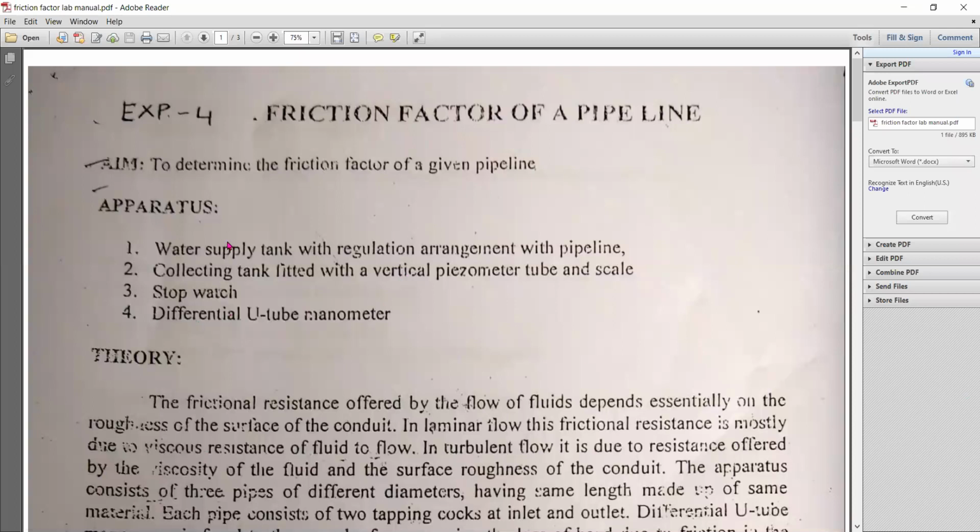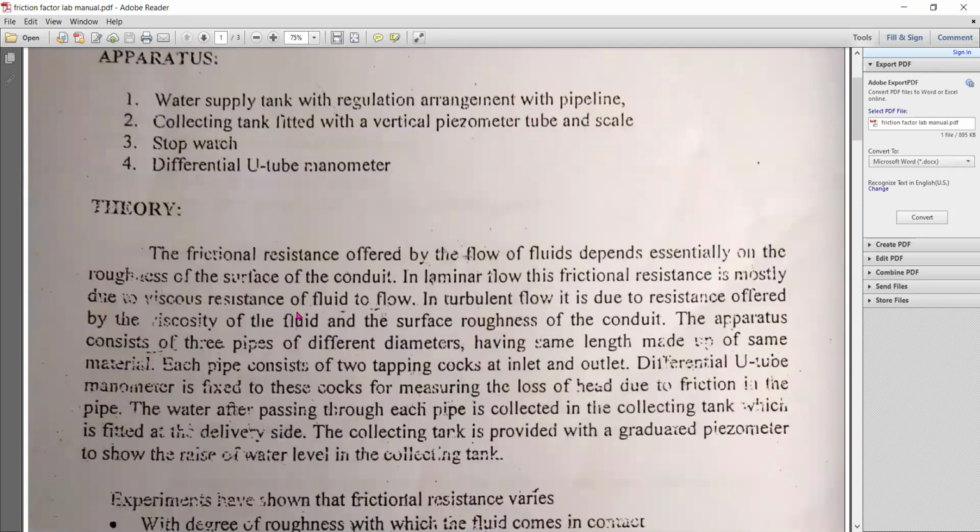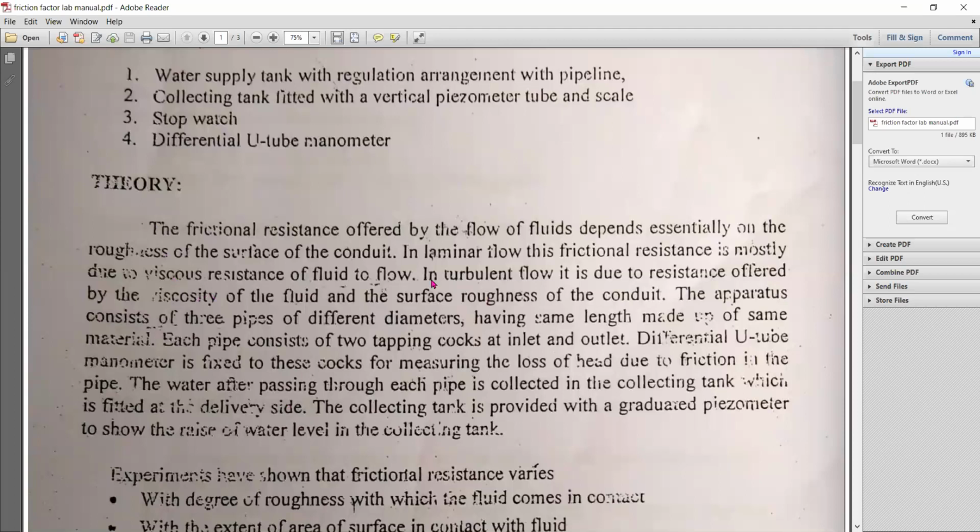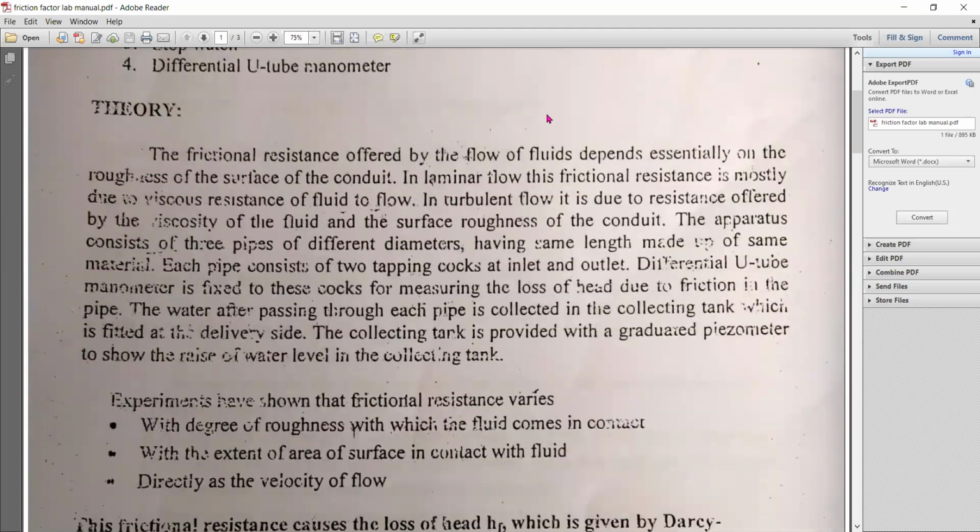Next, these are the apparatus. Already you know we have a water tank. Next, we have one collecting tank with one piezometer connected to it to calculate the height of 10 centimeters. Next, a stopwatch for calculating time, and a differential U-tube manometer is also available to find the pressure difference there. H1 and H2 values you need to find. This is the theory about that. You want me to read it or you can read it? Just read it. Let's stop for a minute here. Just read what he said here.